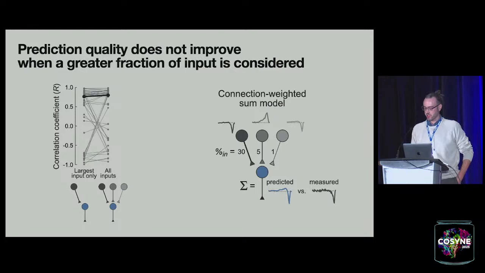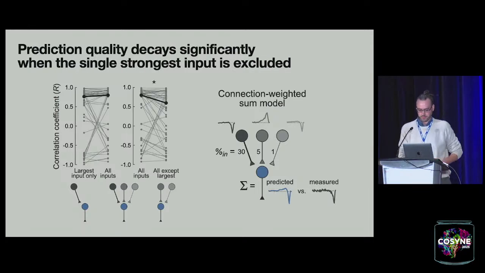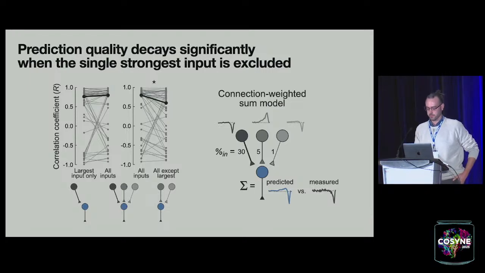This prompted us to explore the complementary reduced model, which bases a prediction on the weighted activity of all inputs except for the largest input. And here we do see a significant decay in the model's prediction quality, confirming that the brain's strongest inputs are playing some kind of privileged role.